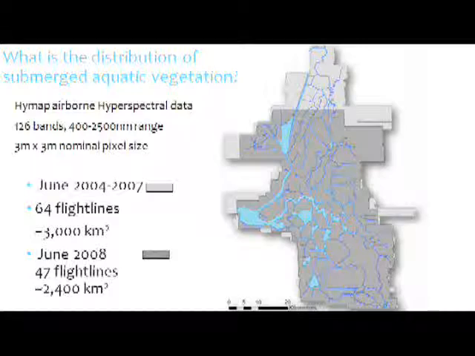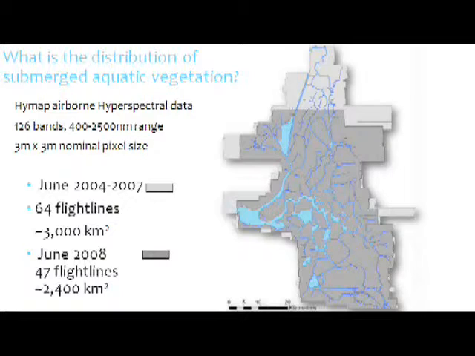So in our study, for 5 years, we measured the distribution of these submerged macrophytes in the delta with airborne hyperspectral remote sensing data. This map shows we measured a slightly larger area between 2004 and 2007, and then in 2008, which was the last year of our study, we measured a slightly smaller area because most of the submerged aquatics were in that more core area. This was a study we did for the Department of Boating and Waterways.